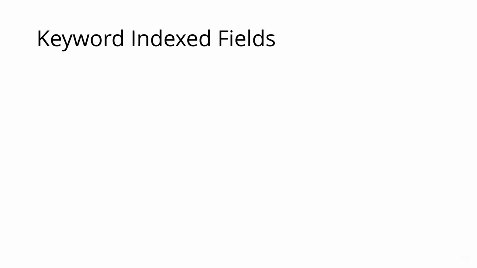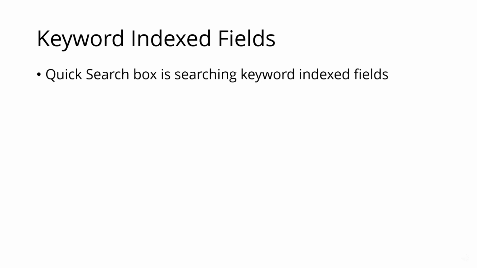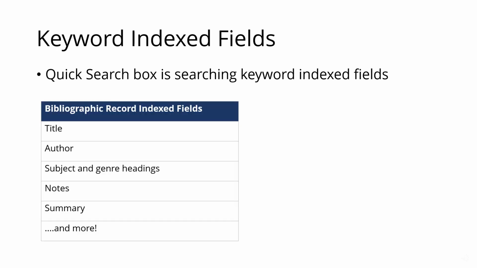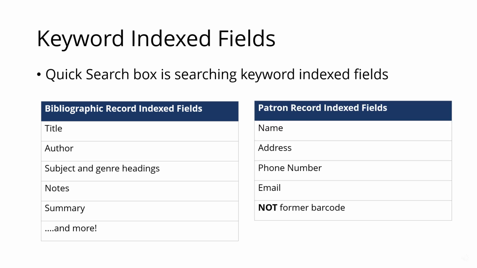A few more things to know about searching using the Quick Search box. First, the Quick Search box is searching all index keyword fields. For bibliographic records, this includes title, author, subject and genre headings, notes, summaries, and more. When searching for patron records, the Quick Search tool looks for matches in the name, address, phone number, or email fields. For patrons, the Quick Search box will not match on the patron's former barcode field.